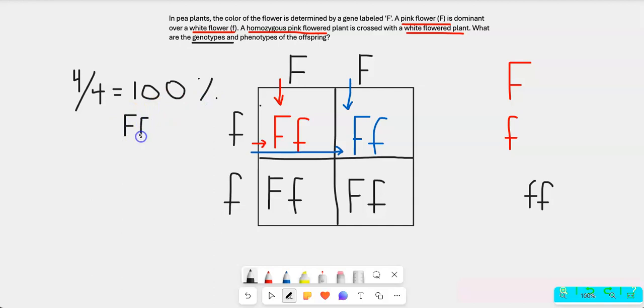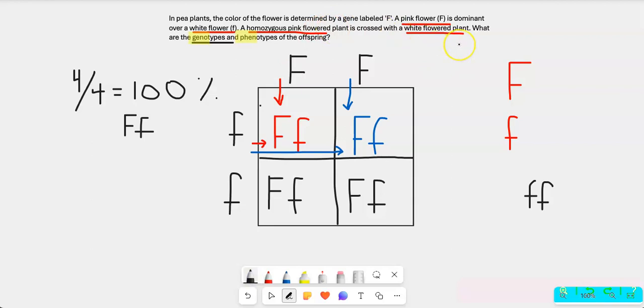Now, if we remember, the genotype is always indicative of the genetics behind the allele. That's what's going to give us the genetic information. Where phenotype, you can remember it as the physical description or the physical trait that you see of the allele. So in this case, our phenotype is going to be what? The color of the plant.